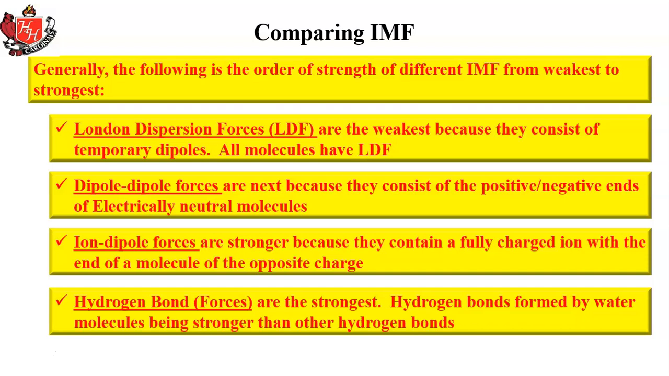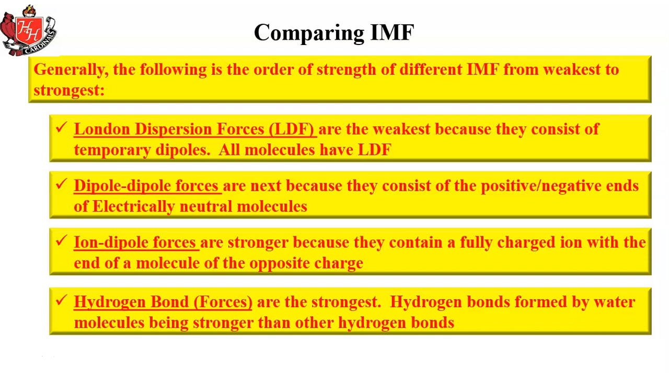Dipole-dipole forces are next because they consist of the positive-negative ends of electrically neutral molecules. So the hydrofluoric acid was an example. Water is another example. Water is polar and has positive-negative ends. Ion-dipole forces are stronger because they contain a fully charged ion, such as the sodium ion or the chloride ion. So that's a fully charged ion, and that's connecting with a dipole molecule such as water.